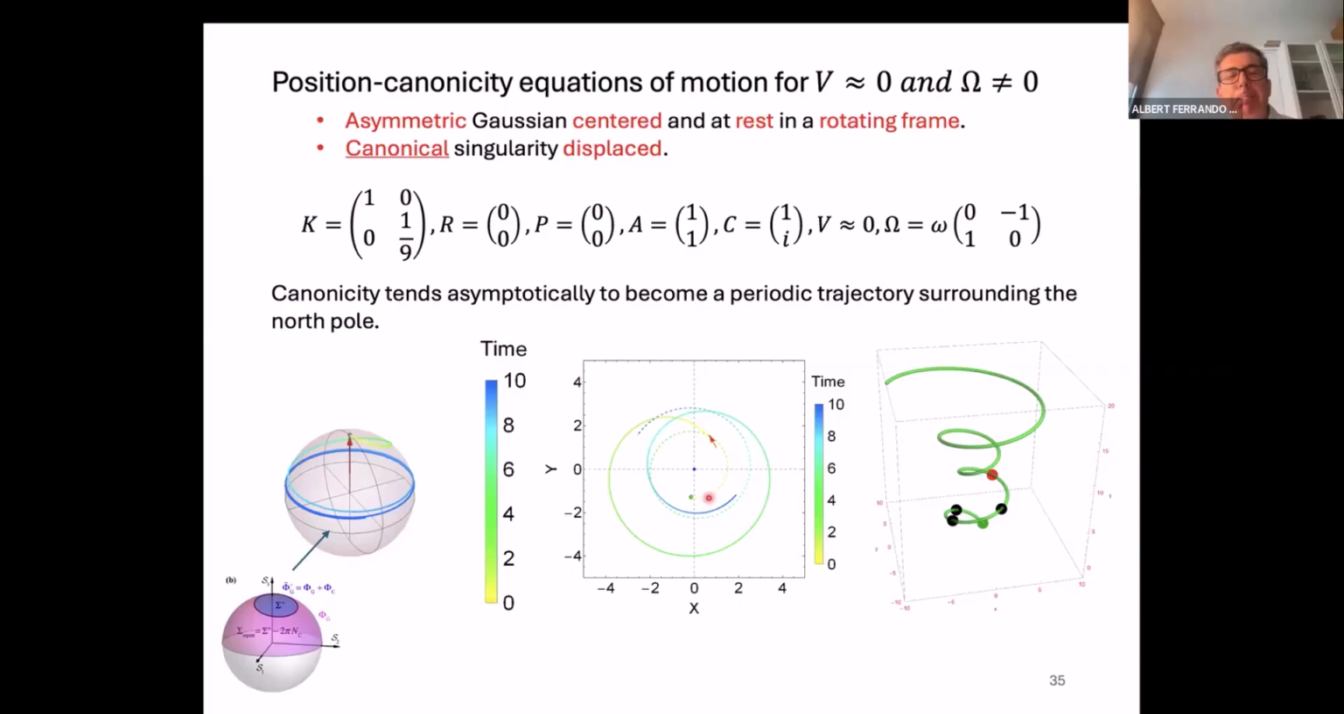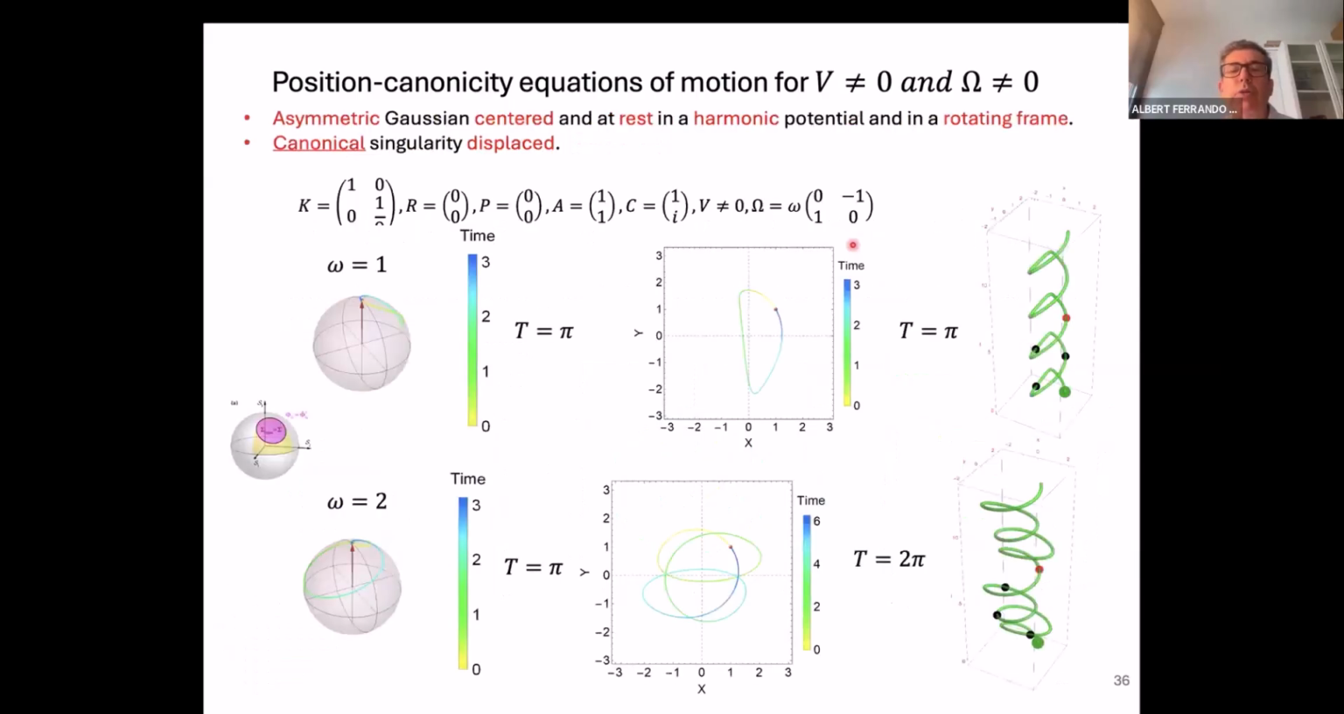And of course, you lose periodicity because the system is not periodic, or not periodic at short distances, because the potential is very shallow. But when you introduce periodicity, then of course you can get interesting results just by playing with the frequency of the rotation.